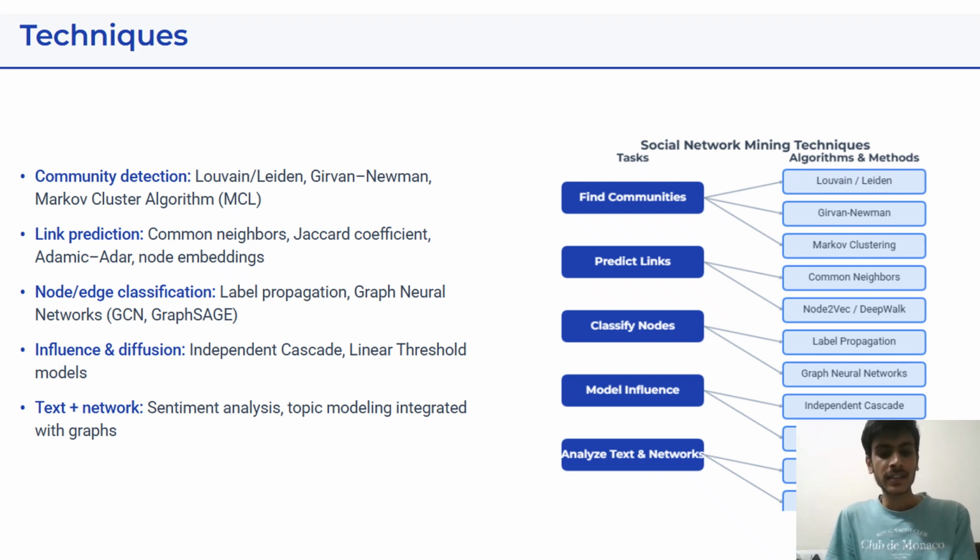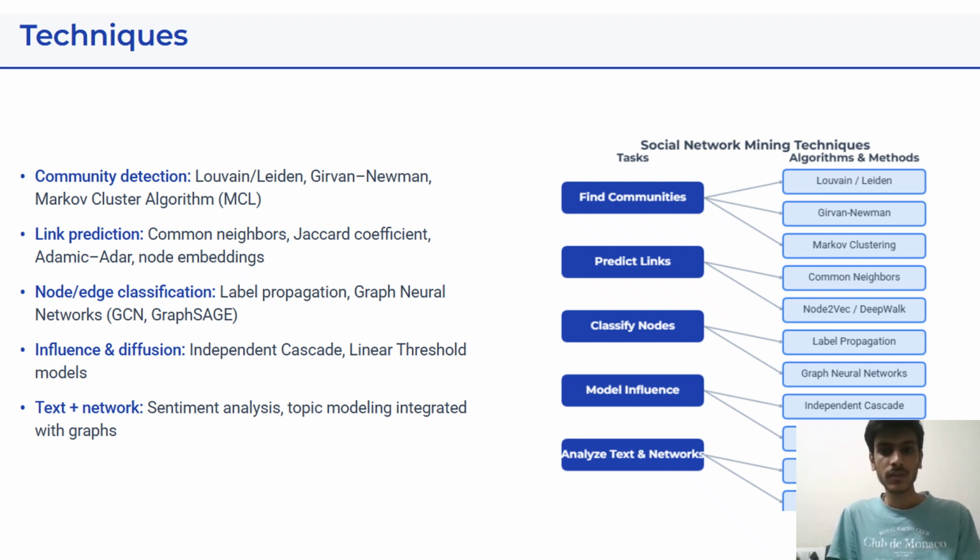Several analytics techniques power social media networking. Community detection identifies groups with strong internal links. Link prediction estimates potential future connections. Classification algorithms help to categorize nodes or edge-based behaviors. These techniques work together to reveal hidden structure and trends in complex networks.